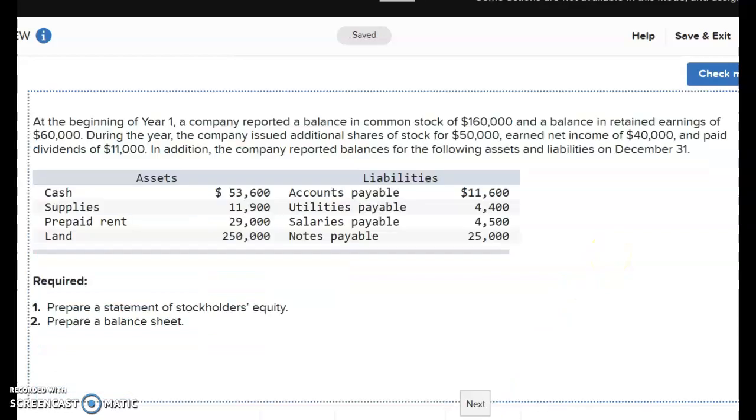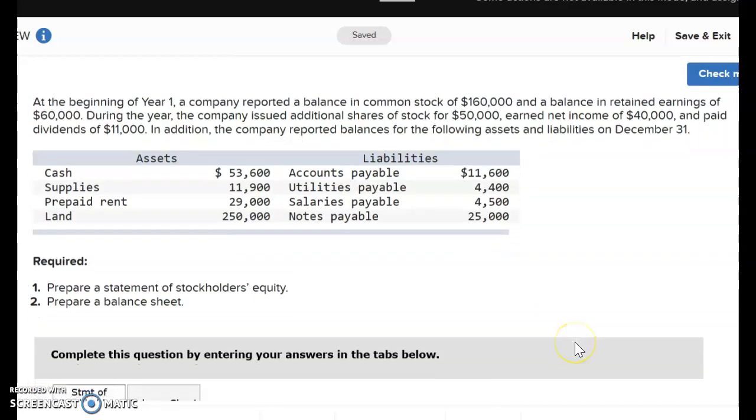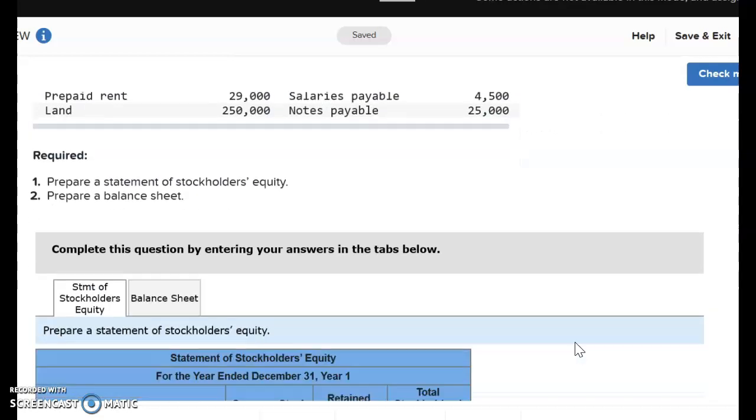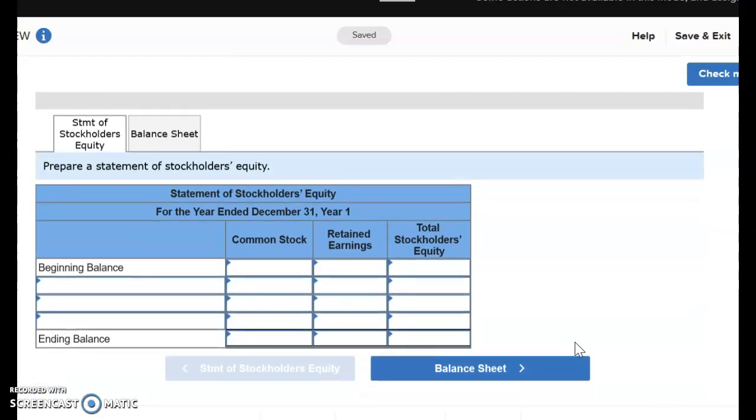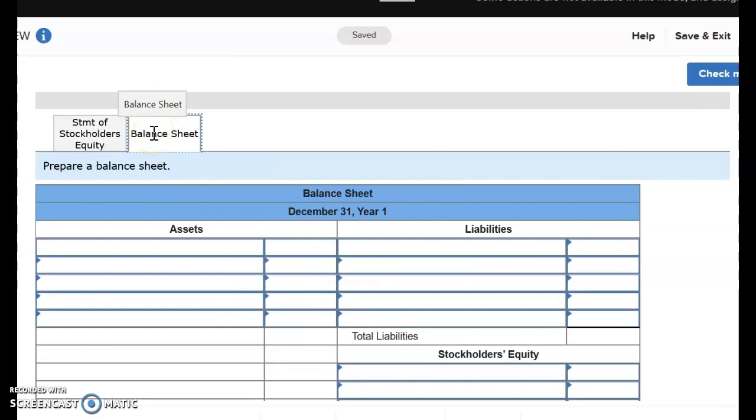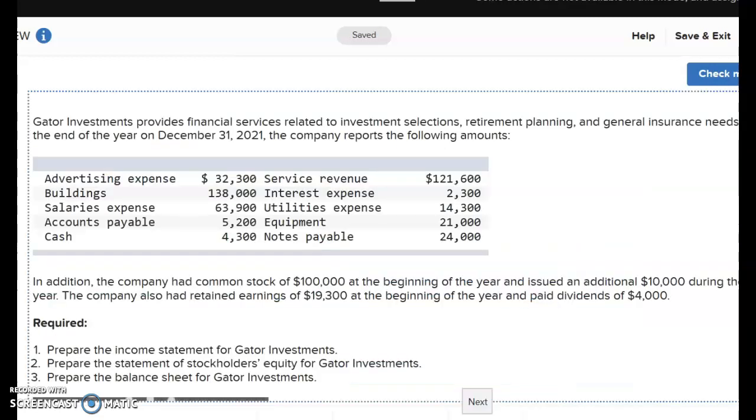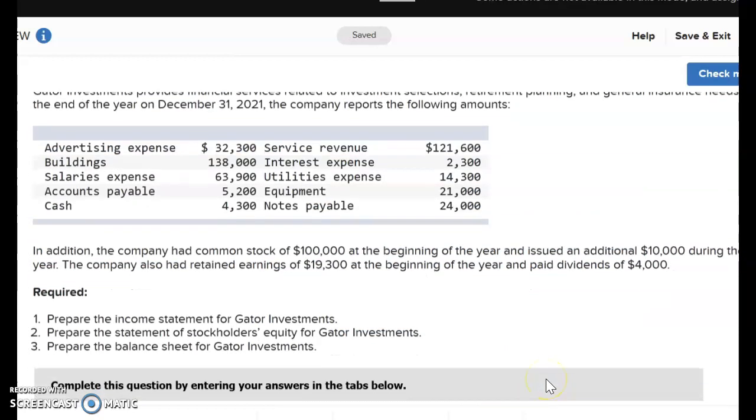All right. Number 9. Probably don't need to read this to you. You can pause it and just read the information for yourself. And again, we've got the statement of stockholders' equity, and this time a balance sheet. Number 10, here's your information for number 10.